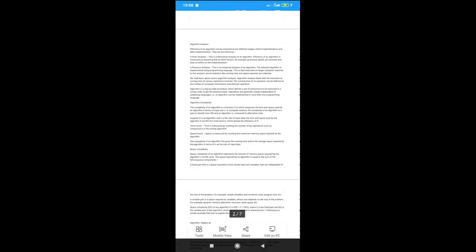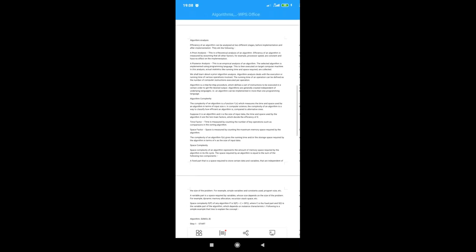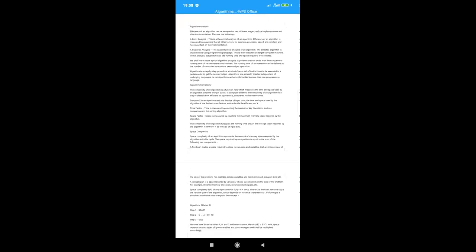So your space complexity of an algorithm represents the amount of memory space required by the algorithm in its life cycle. The space required by an algorithm is equal to the sum of the following two components. What are these components?